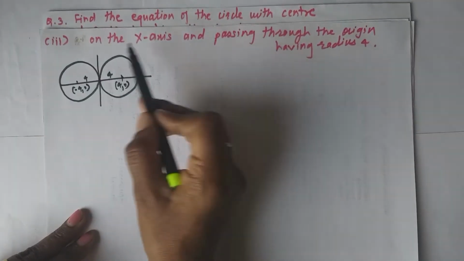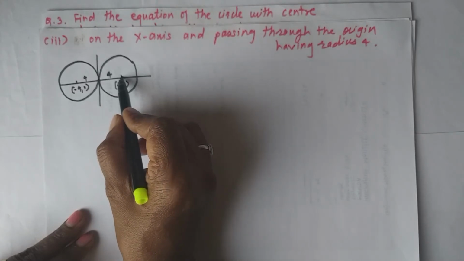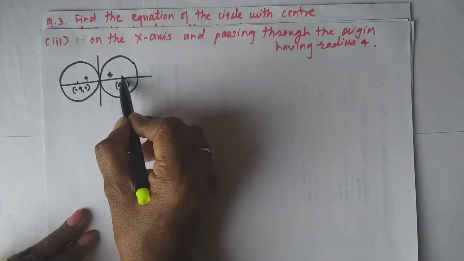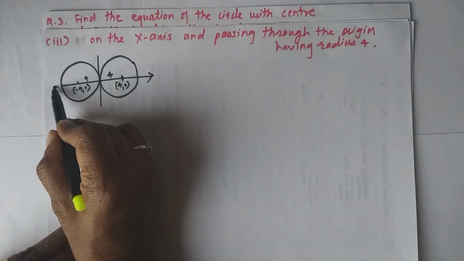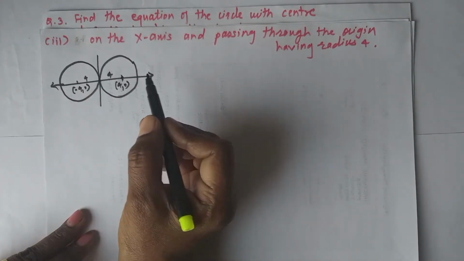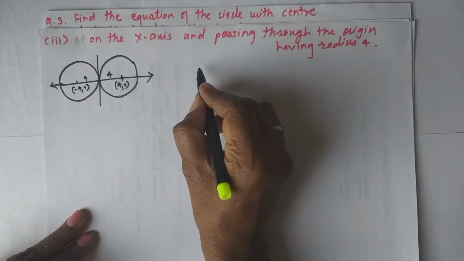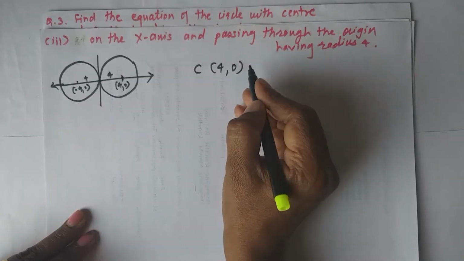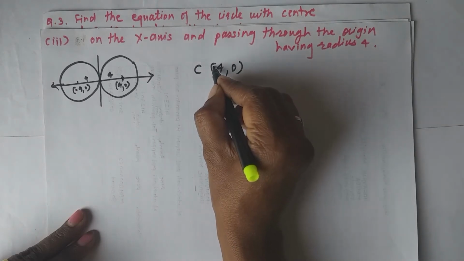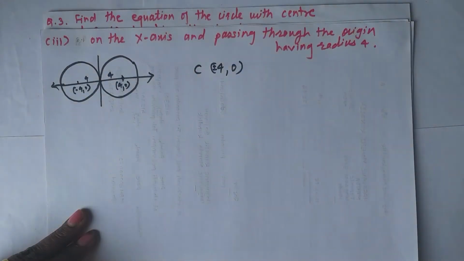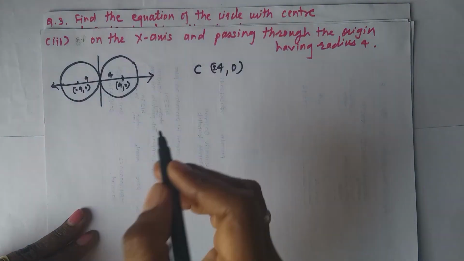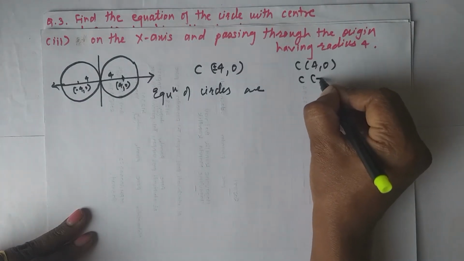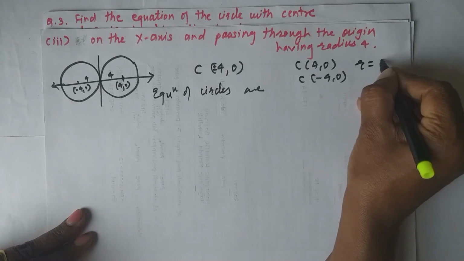Find the equation of circle with center on the x-axis. Center is on the x-axis. Circle is passing through the origin. Radius is 4. It means this center lies either on the positive direction of the x-axis or on the negative direction. If the center is on the positive direction of the x-axis, center will be (4, 0). Or if the center is on the negative direction, then center will be (-4, 0). So we get these two possibilities. Therefore, we will find the equation of circles. In one case, we will take the center (4, 0) and in the other case, the center (-4, 0). And radius is what? 4.